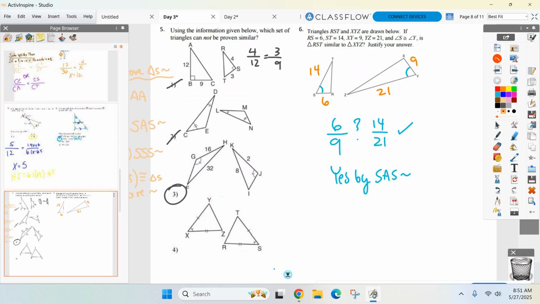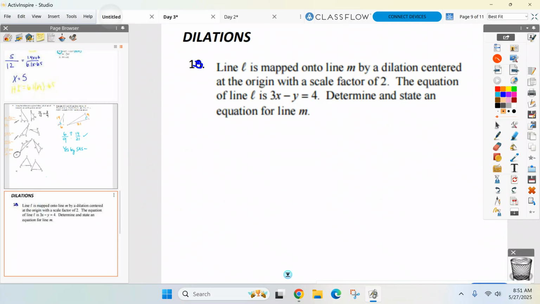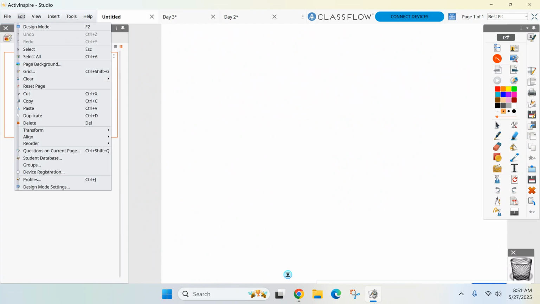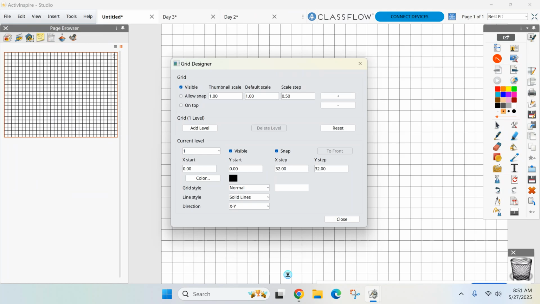All right. Last thing we got to do today, we got to dilate some lines. All right. Where is it here? I need my grid. Real quick, kids.